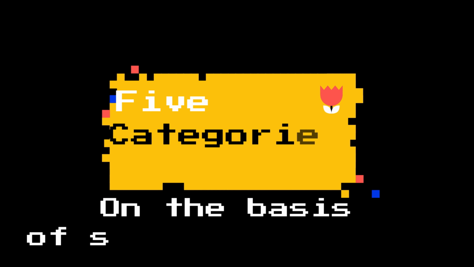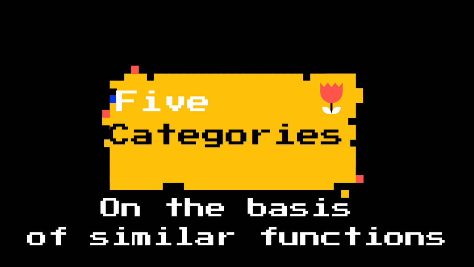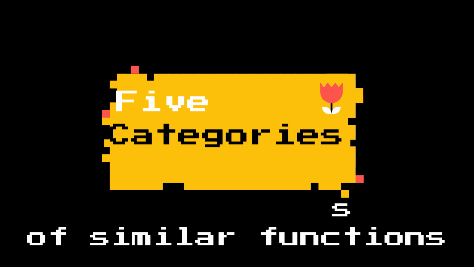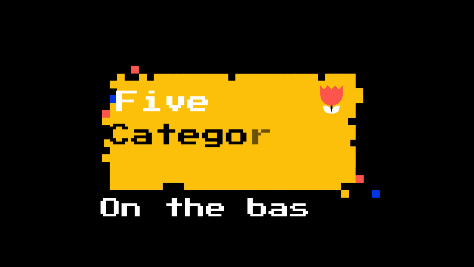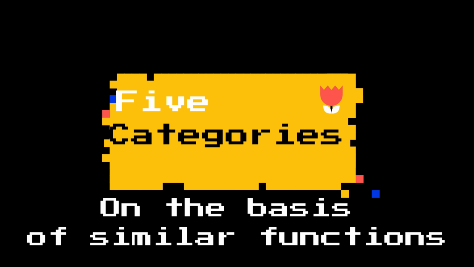I have divided these punctuation marks into 5 categories. Why so? Why this division? This division is for the convenience of the students so that they can understand this topic clearly. And it is based on the similar function and the use of these punctuations.